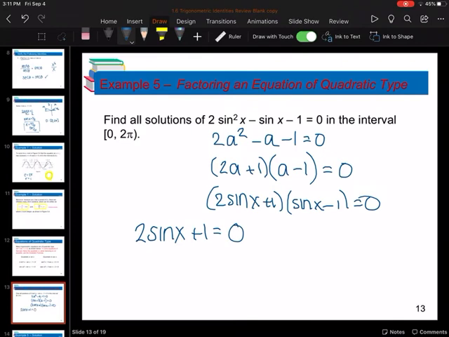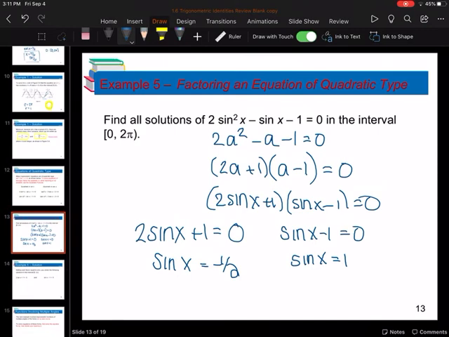So you have 2 sine x plus 1 equals 0 and sine x minus 1 equals 0. So you get that the sine of x is 1 and that the sine of x is negative 1/2. And then we need to know our trig values at which that occurs. So that occurs when x equals 11 pi over 6 and 7 pi over 6, because they're the opposite of the pi over 6 values from before. So now sine is negative in quadrants 3 and 4, and sine is equal to 1 at pi over 2.